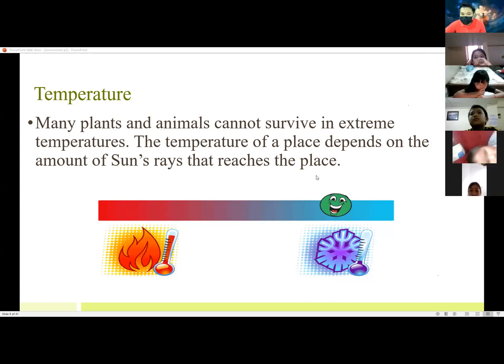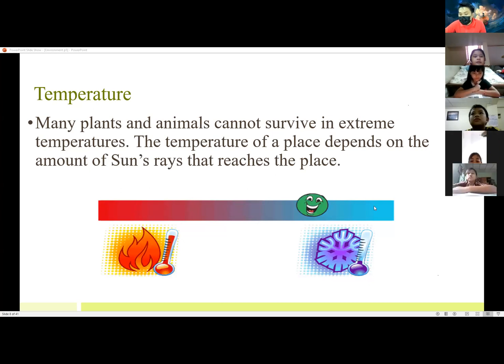Okay. And then also, in the North Pole, the North Pole and South Pole have cold temperatures. Do you think some animals from the hot region can live in a cold region? No, because they have different temperatures, just like the polar bear. Do you think the polar bear can move to the hot temperature?